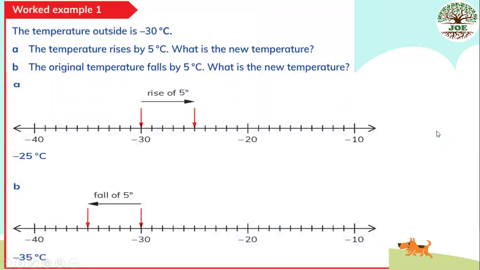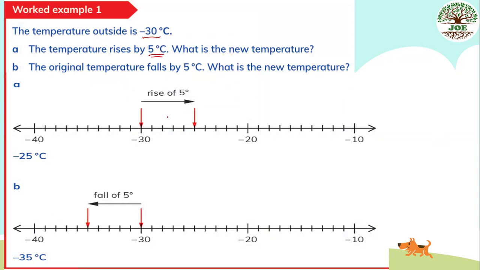Okay, let's see worked example 1. The temperature outside is -30 degrees Celsius. The temperature rises by 5 degrees Celsius. What is the new temperature? Rises means it is warmer, so we have to add 5 degrees Celsius.